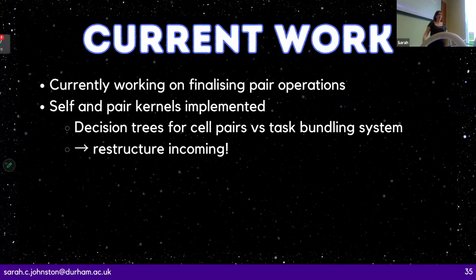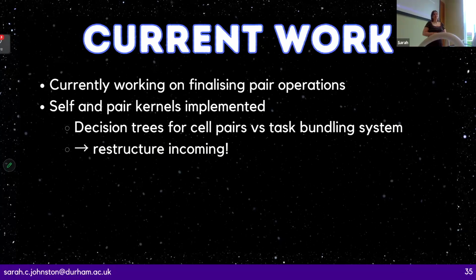So where am I currently at? What are we doing right now? Our self and our pair kernels are implemented in the code. Everything bundles, everything offloads. Currently it offloads into 2 separate sets of data, which is not ideal, but I'll come on to that in a second.